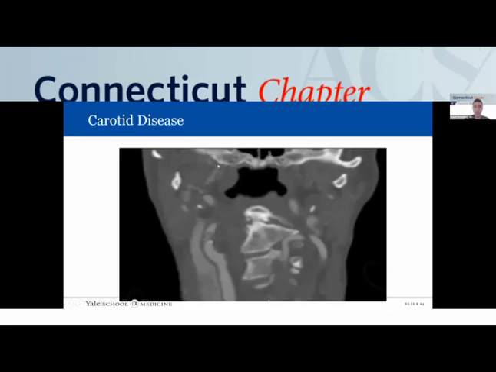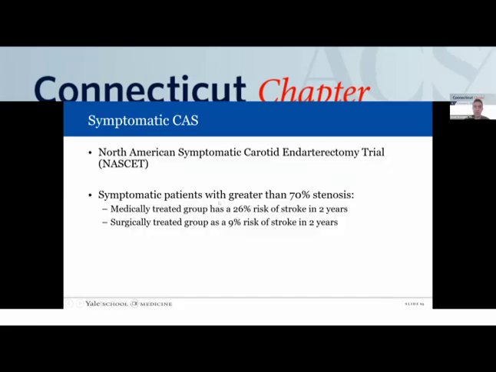Going on to carotid disease. So here's the internal carotid artery. You can see the high-grade stenosis. This is a fairly high lesion. You can see the C2 level here. So to get up to do an endarterectomy is fairly challenging.